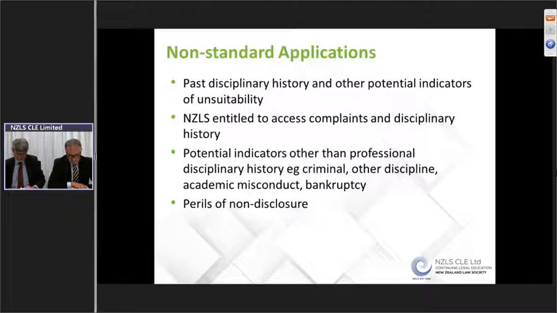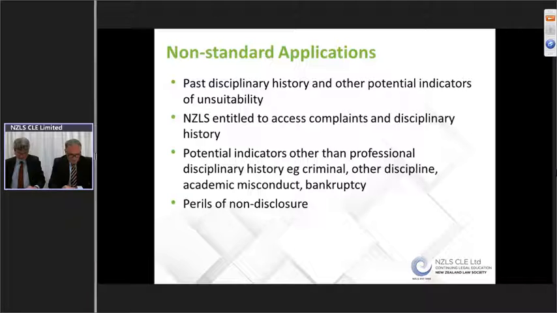I told you earlier that the Law Society is entitled to have access to complaints and disciplinary history, so may be taken to know about that. But even so, in your application, you should make a clean fist of anything that you think might be an indicator against your application, or that at least warrants inquiry. And the peril of non-disclosure is itself a potential area for difficulty with you if something comes out later.